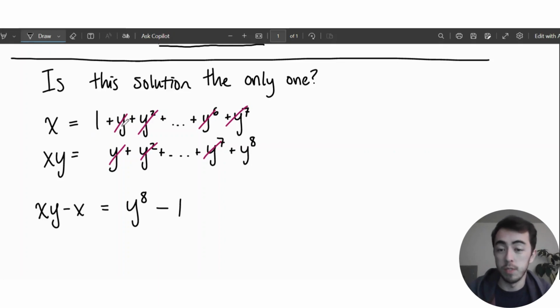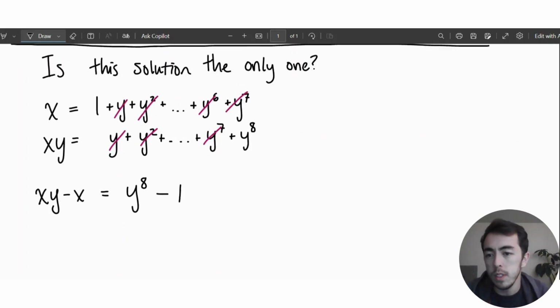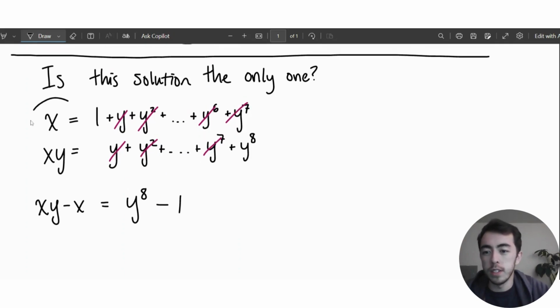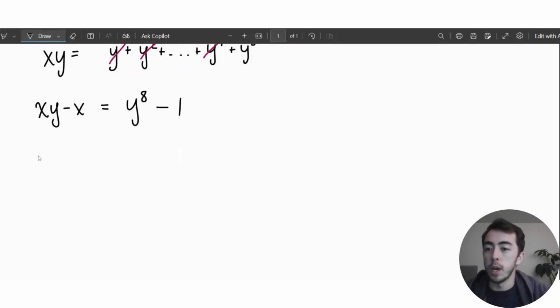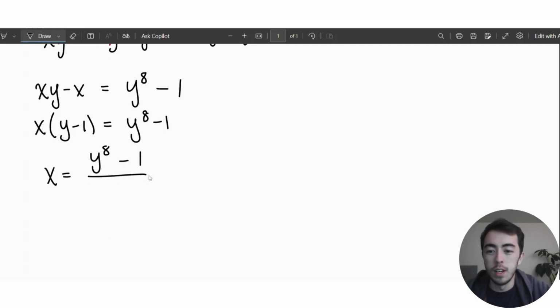Well, that's cool. I feel like I simplified it a lot. I now don't have this long list, and rather I just have something a little bit shorter. Ultimately, I did want to investigate the sum x, and so I will isolate it in this bottom equation. I can factor out an x from both of these terms on the left side, and then I can divide both sides by this y minus 1, y to the power of 8 minus 1, over y minus 1.